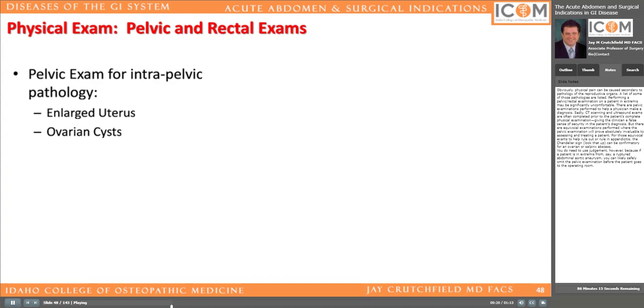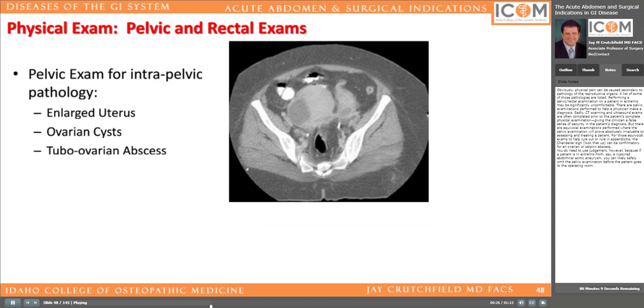There are pelvic exams performed to help a physician make a diagnosis. Sadly, CT scanning and ultrasound exams are often completed prior to the patient's complete physical exam, giving the clinician a false sense of security in the patient's diagnosis. But there are equivocal examinations where the pelvic examination will prove absolutely invaluable to assessing and treating a patient.